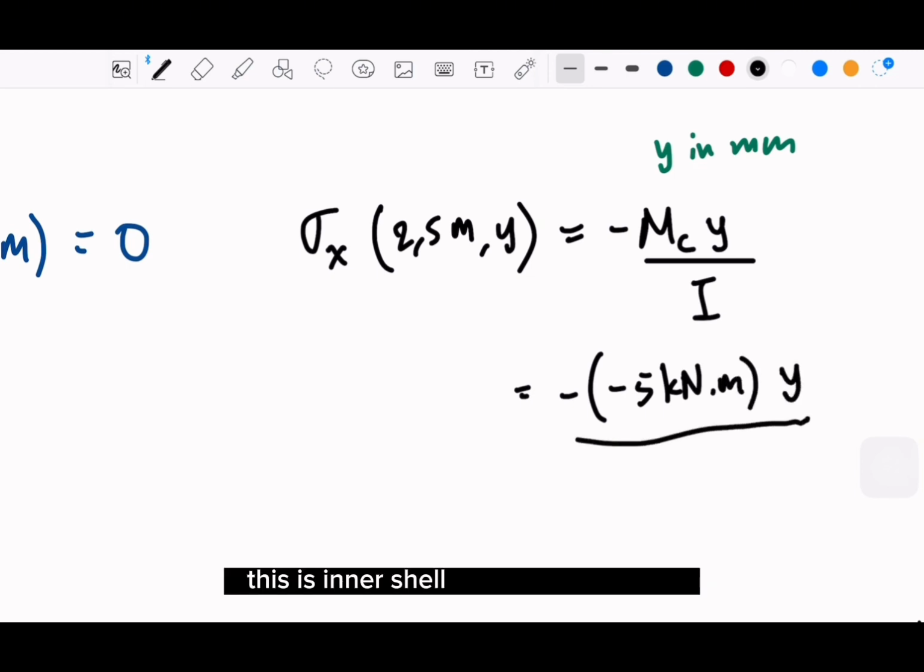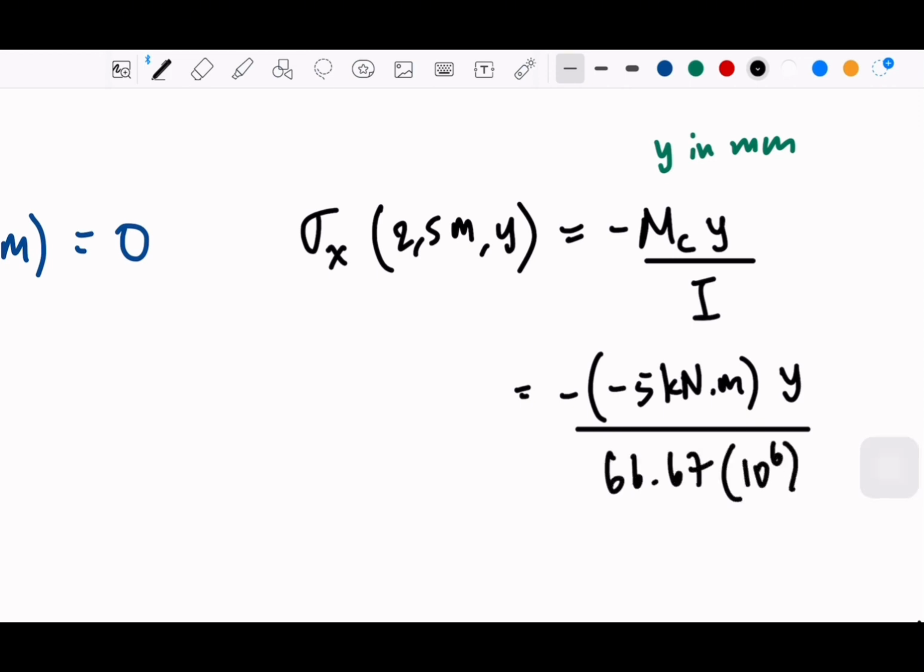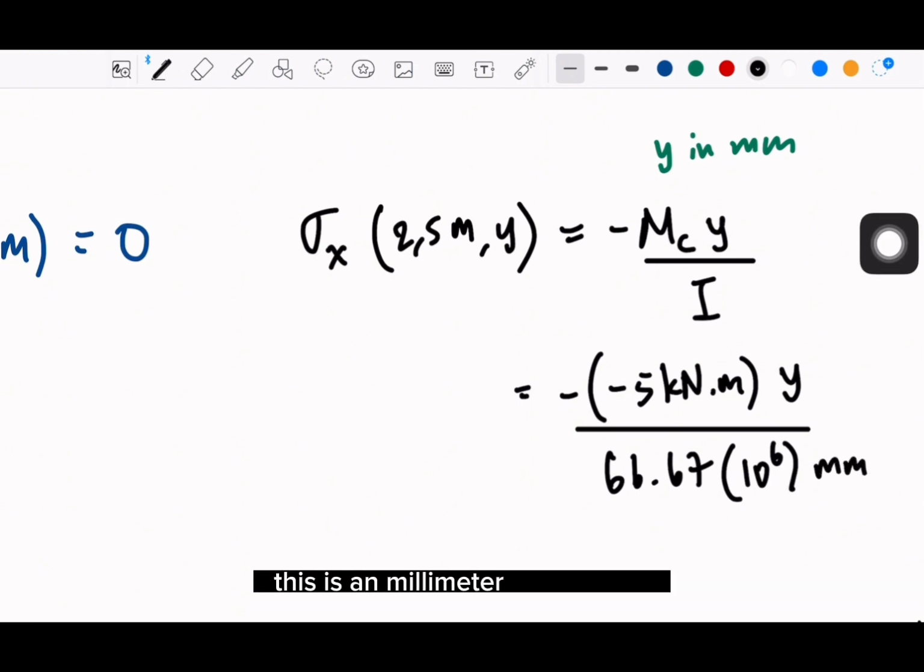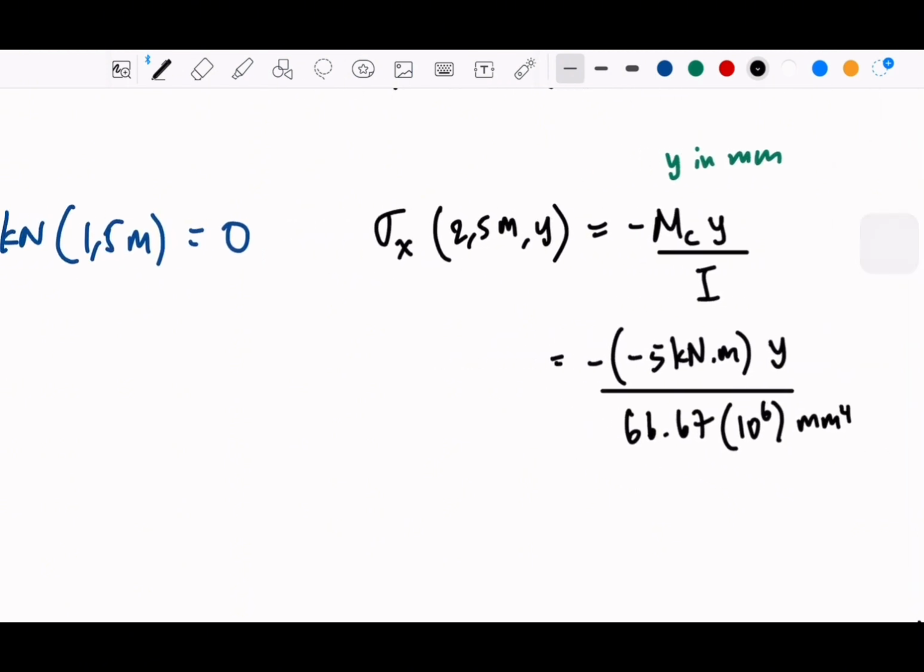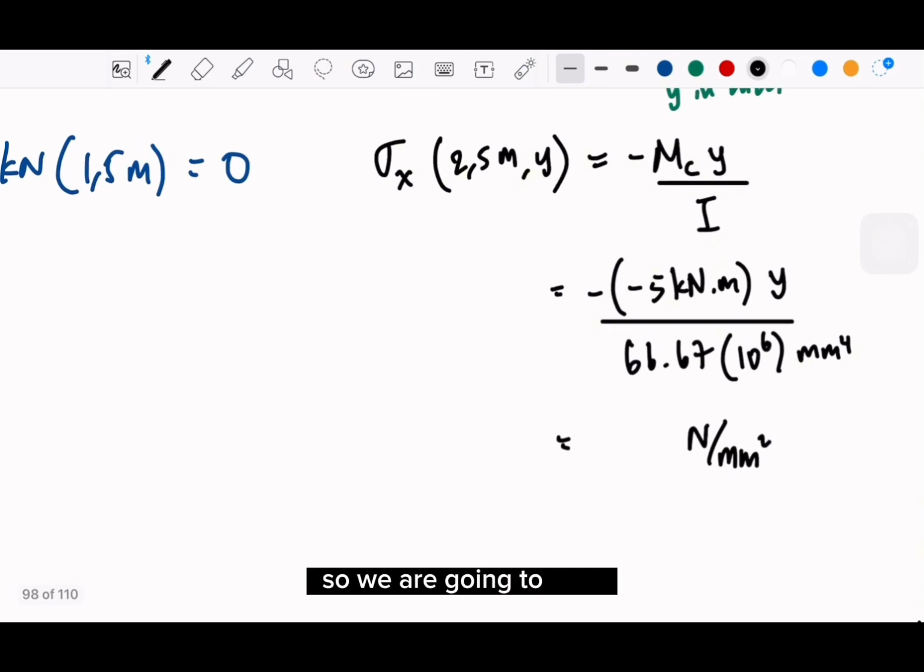This is the inertia. Inertia is 66.67, in millimeter to the power of 4. So we are going to calculate this. We are going to make it into Newton over millimeter squared or MPa. So we are going to take the 5,000, 5 million. So 5 millions.